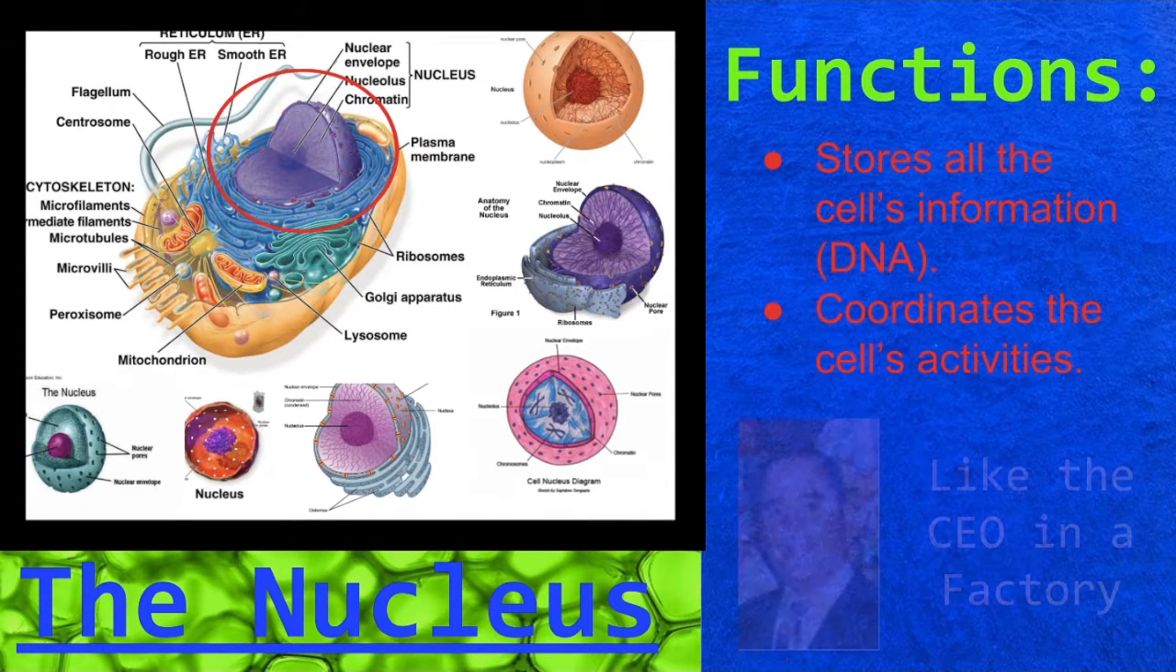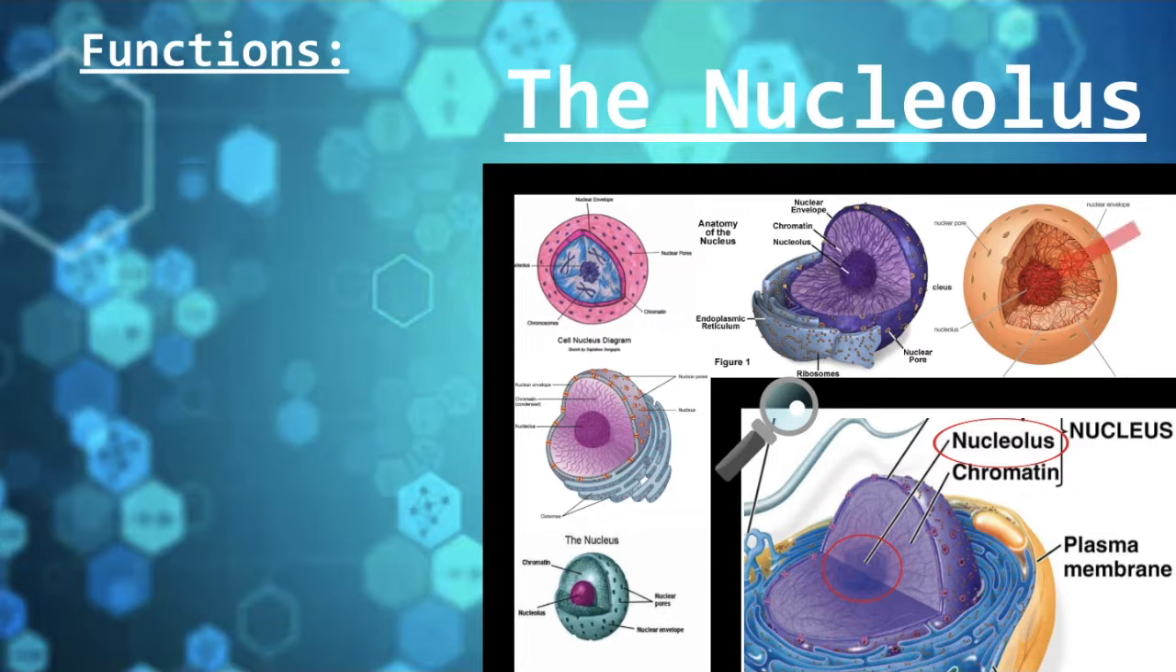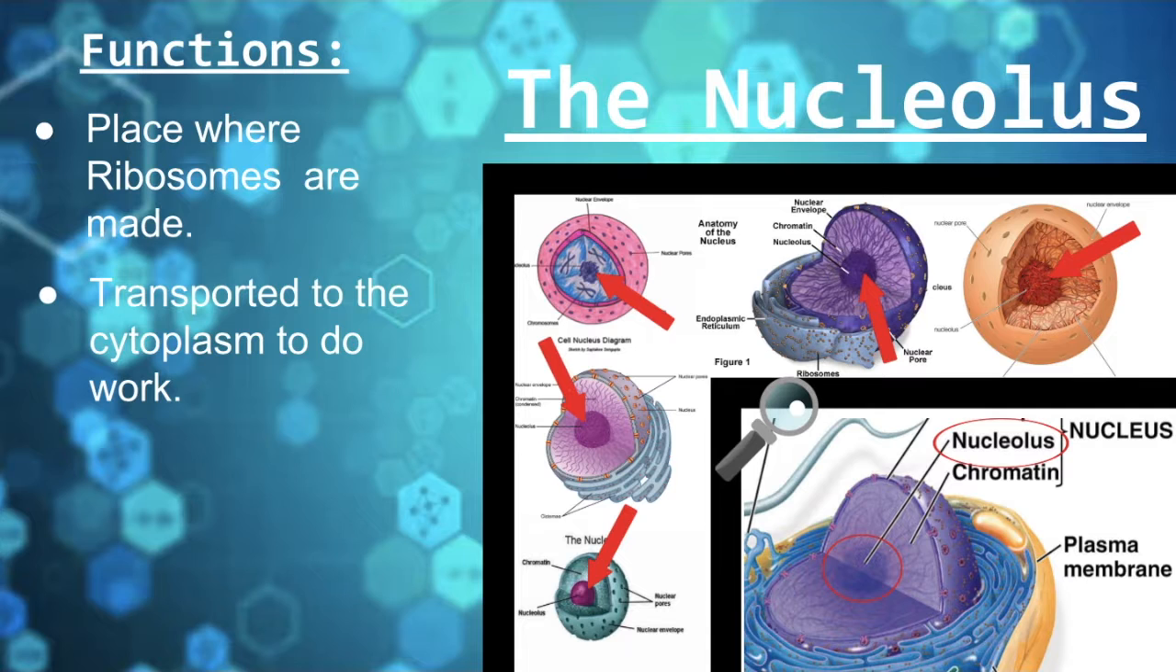Think of it like the CEO of a factory. Next on the list is the nucleolus, which is located right over there in the center of the nucleus. Its main function is to simply produce ribosomes and then transport them to the cytoplasm where the ribosomes do their work. The nucleolus is made out of proteins, and it is basically the place where RNA is stored and produced.